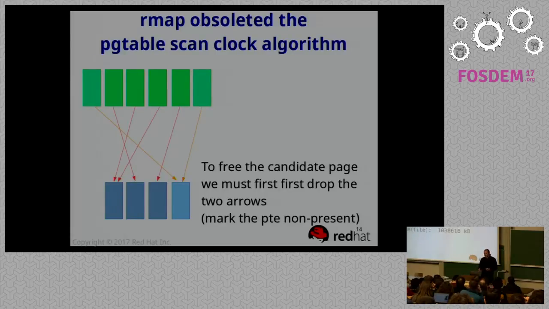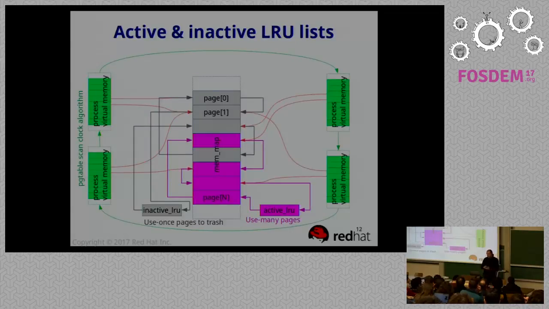And so what's the next problem? Well, if you look at the previous chart, here we got things more efficient. We didn't need to scan the whole memory anymore to find candidates to reclaim. But whenever a page table was mapping one of these pages, we still had this clock algorithm all over the page tables. We couldn't just get rid of this arrow.